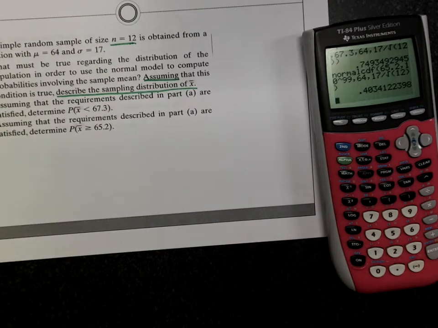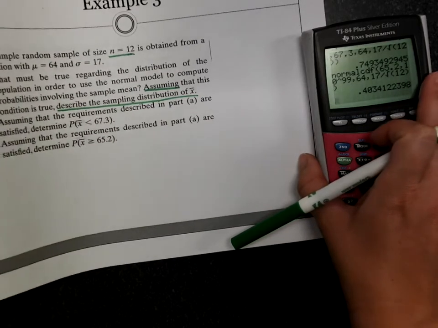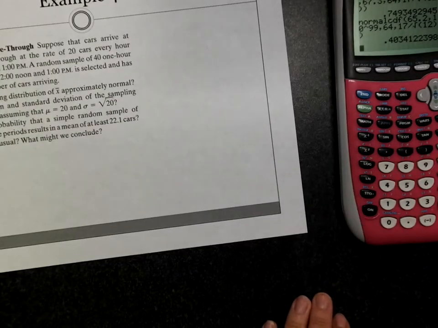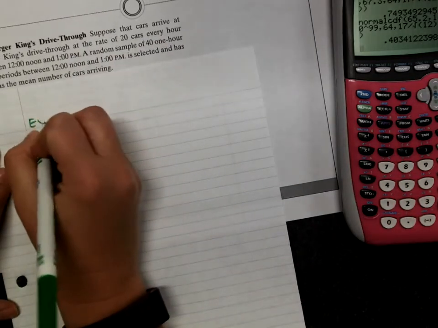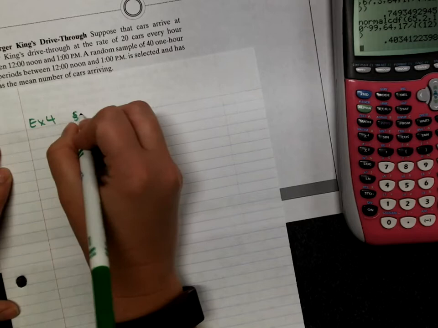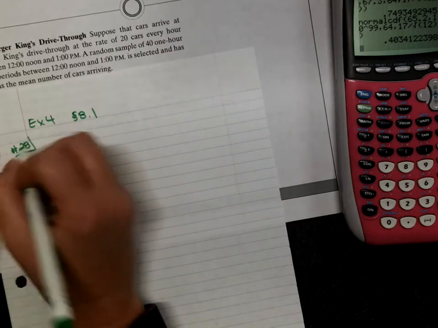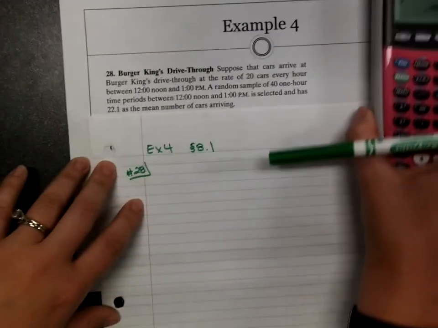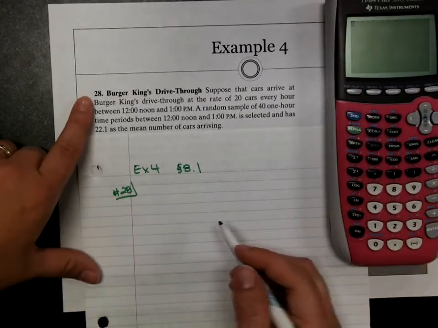Alright, I have one more example in this section. I called it example 4, but I really just pulled it out of the textbook. It's number 28 in the exercises of the textbook. So this is example 4 for section 8.1, but it's number 28 in your textbook. I'm going to clear off my calculator. It says Burger King's drive-thru.